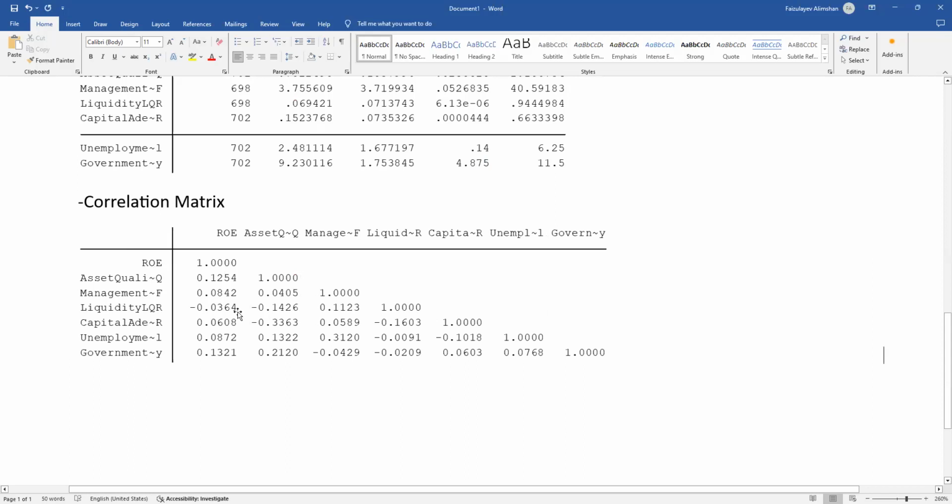Here, the correlation will show whether there is multicollinearity if the relationship between the variables is more than 50%, regardless of the sign. Look at the first column: 12%, 8%, 3%, 6%, 8%, 13%. Move to the second column: 21, 30, 33, -1, 14, and so on. And you move further. Here the maximum, we can see the highest is this one.